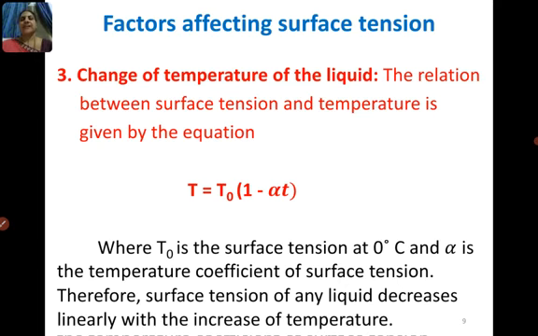The third factor, change of temperature of the liquid. The relation between surface tension and temperature is given by the equation T is equal to T naught into (1 minus alpha T), where T naught is the surface tension at 0 degree centigrade and alpha is the temperature coefficient of surface tension. Therefore, surface tension of any liquid decreases linearly with the increase of temperature.